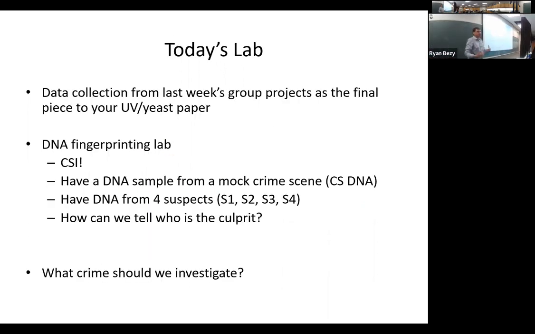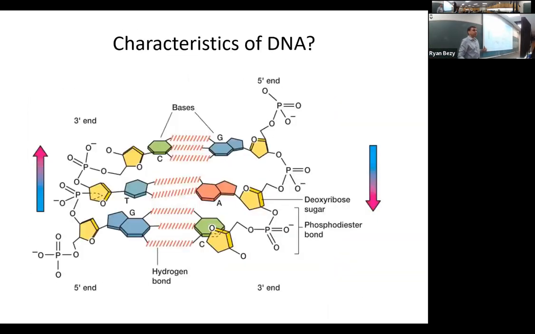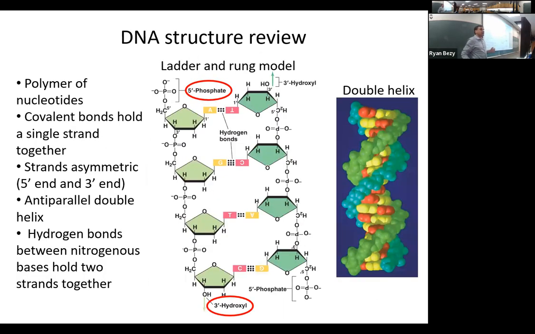We actually talked a little bit about DNA last lecture. But if we look at DNA in a couple of different ways, again, it's a polymer of nucleotides. It's double-stranded. A single strand of DNA is held together by covalent bonds, called phosphodiester bonds, which hold together the sugar-phosphate, sugar-phosphate backbone of the DNA.